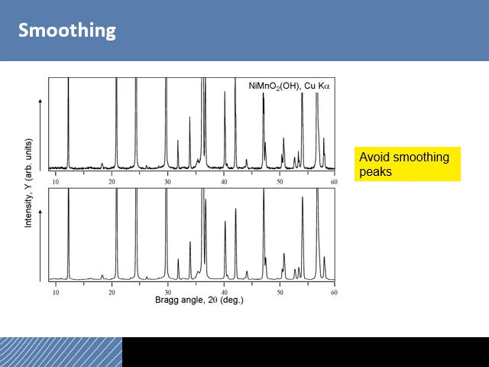I would say 11 to 15 points is a reasonable number of data points to smooth over. You want to avoid smoothing peaks, but sometimes it's unavoidable. Obviously, if you smooth, you can disrupt some of the peak information when you're looking at very, very small amounts of something. So I do not tend to smooth my patterns ever.